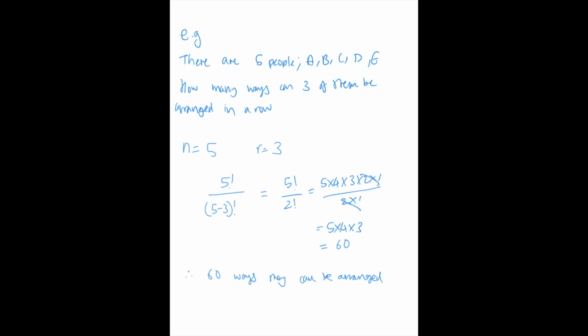In our formula, we put 5 factorial over 5 minus 3 factorial, which equals 5 factorial over 2 factorial, which equals 5 times 4 times 3, which is 60. So there are 60 ways they can be arranged.